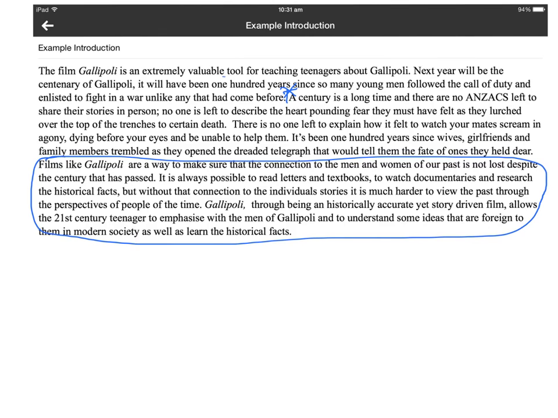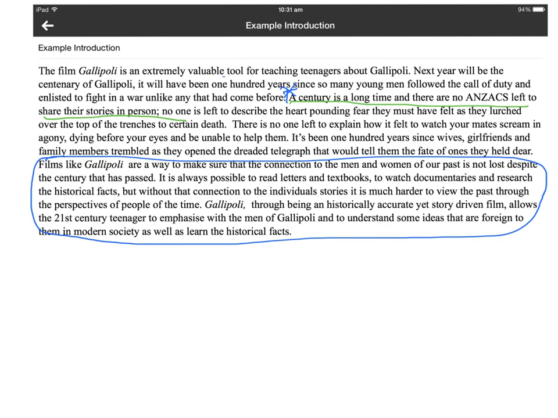The next thing that we were going to do was, in different colours, we're going to underline each of the topics that are going to become the main part of the paragraph. So the first paragraph that we can see in our essay from our map here is about a century being a long time ago and there's no Anzacs left to share their stories in person. That's what our first 200-word paragraph is going to be about.